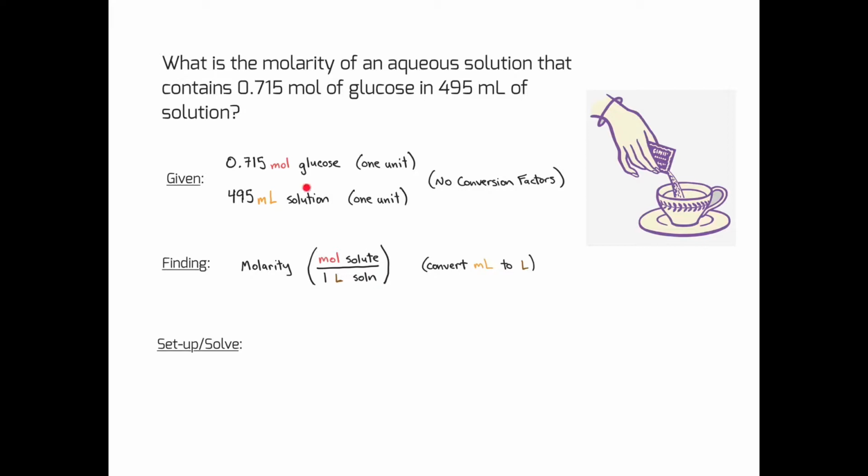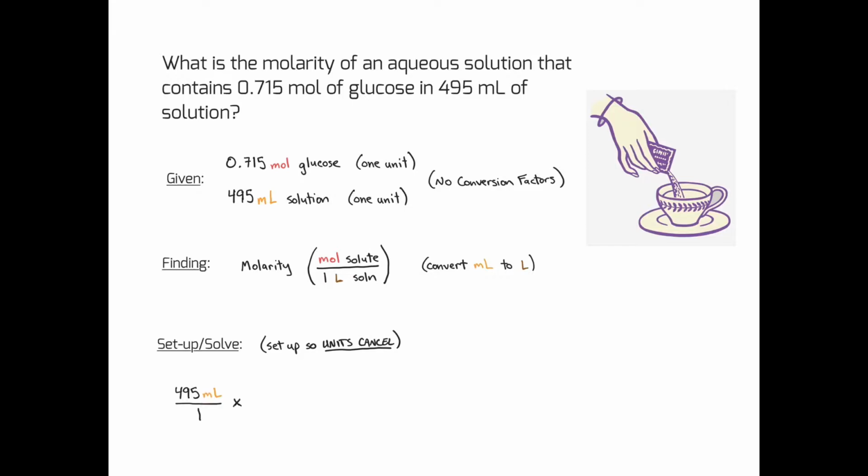We've also been given a volume of solution, but our volume of solution has been given in milliliters, and we need it in liters. So what that tells us is we're going to have to convert milliliters to liters before we can calculate the molarity. So now we're going to set up our problem and solve. And the way we're going to set this up is we can look and see, we've already been given moles of solute here, so we're not worried about this part of the equation. What we need to do first, before we can calculate this, is convert milliliters to liters. So we're going to convert this 495 milliliters to liters.